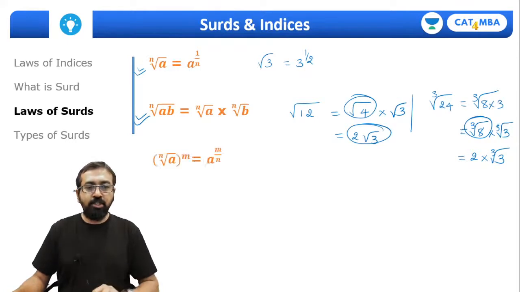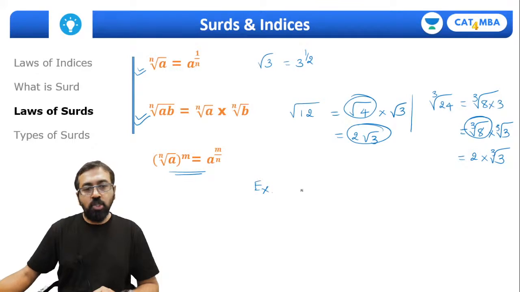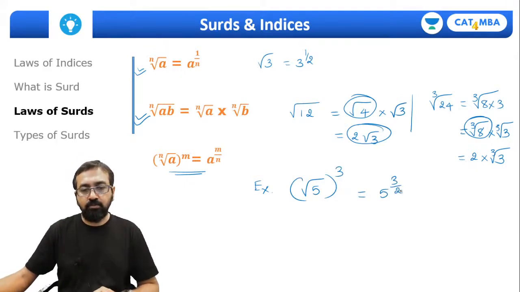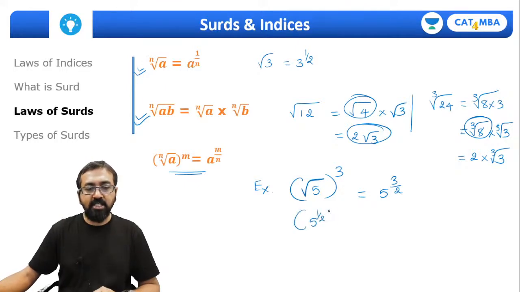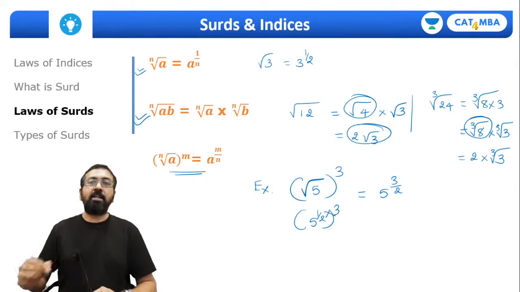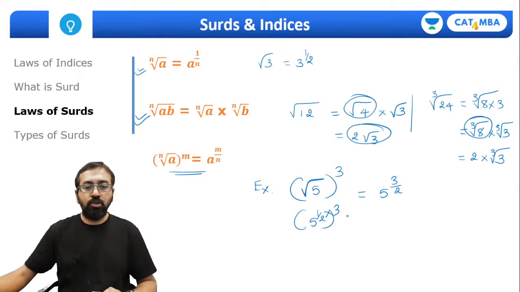And there is one more rule which we need to understand. It says that nth root of a whole raised to m is equal to a raised to m by n, right? Now let's understand this quickly. What does this rule say? Let's take an example. If I take square root of 5 whole raised to 3, this is nothing but 5 raised to 3 by 2. You know, square root means 1 by 2 power. The square root of 5 can also be represented as 5 raised to 1 by 2 whole raised to 3. So if I multiply these, it will become 5 raised to 3 by 2.